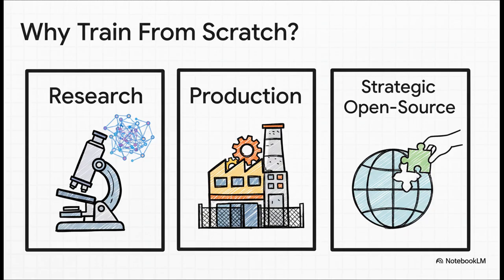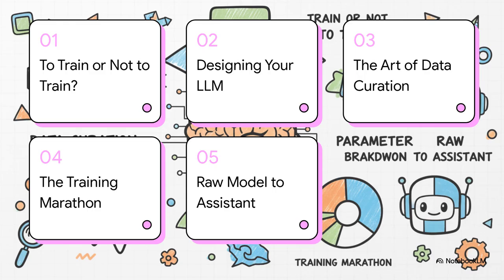It really boils down to three key reasons. First, you're doing pure research and trying to answer a very specific scientific question. Second, you have a production need that's either in a super specialized field or has really strict governance requirements. Or third, you see a real gap in the open source ecosystem and you've decided you're the one to fill it. Okay, so we've covered the why.